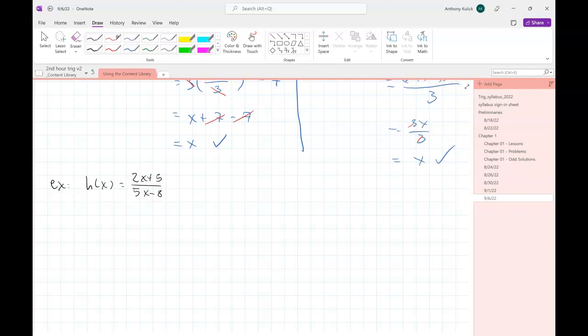Okay. So just like before, I'm going to start by rewriting this with a y equals. And again, the goal is now to get the x by itself. What do you notice here that's different about this problem than the previous ones? You got two x's. Whoa. All right, what should I do first? I would multiply both sides by 5x minus 8 to get rid of the fraction. That's a great first step.